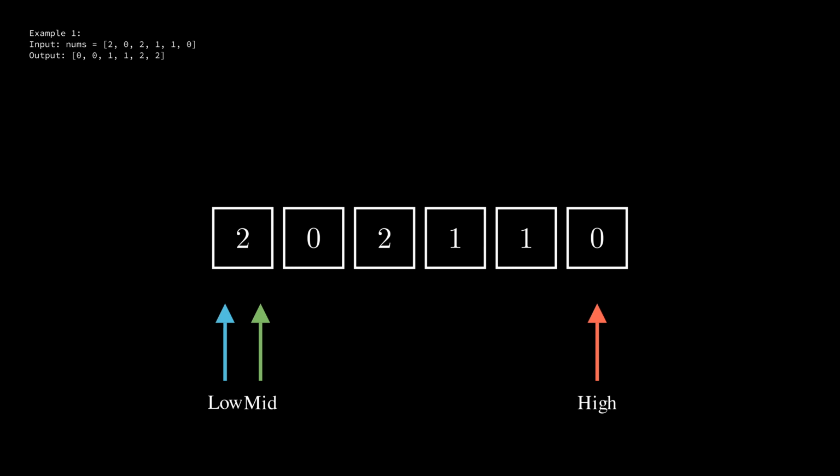We'll start off by initializing our low and mid pointers at the beginning and our high pointer at the end. We will also keep track of mid up at the top. We can see initially that mid is pointing to 2, which means we swap it with the element at high and decrement high by 1. This leaves us with mid pointing to 0. In this case, we normally swap low and mid and then increment them both, but since they're both at the same index, we can skip the swap and simply increment.